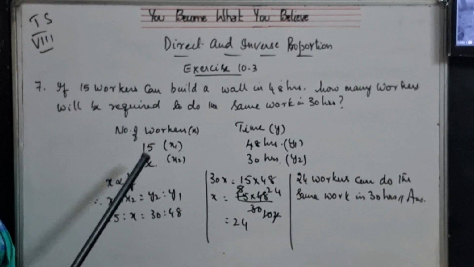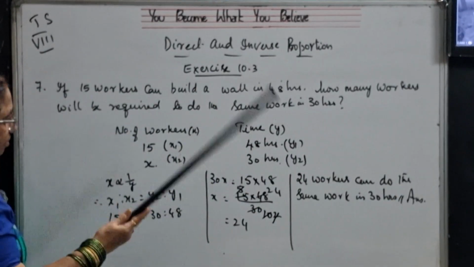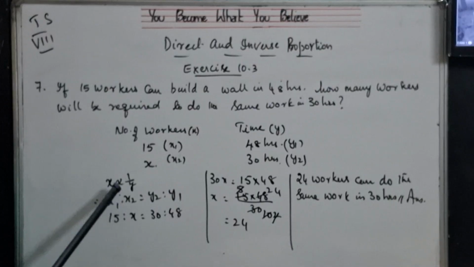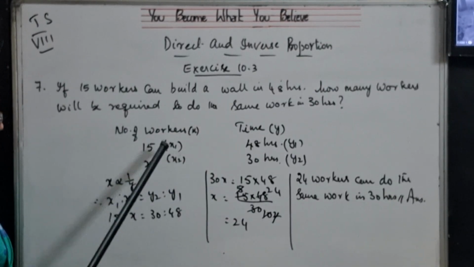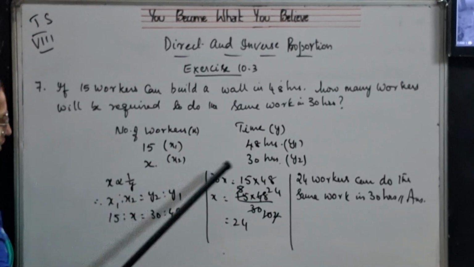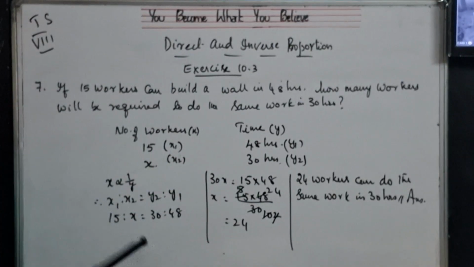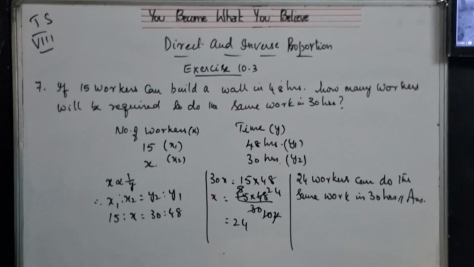X is inversely proportional to Y. If workers increase, time decreases. If workers decrease, time will increase. X1 is to X2 is equal to Y2 is to Y1. So 15 is to x is equal to 30 is to 48. Product of means is equal to product of extremes. In that way, I got x value as 24. So 24 workers can do the work in 30 hours. So please note it down, children.